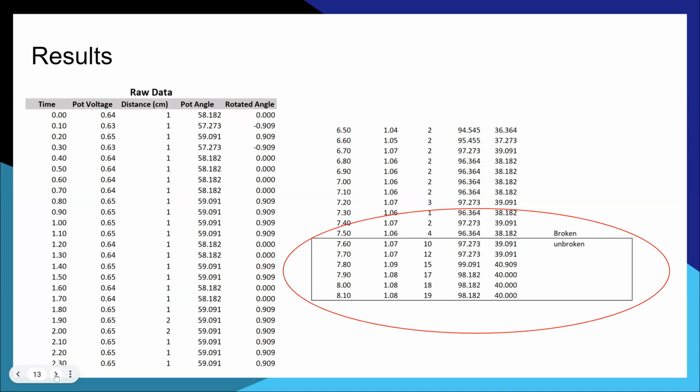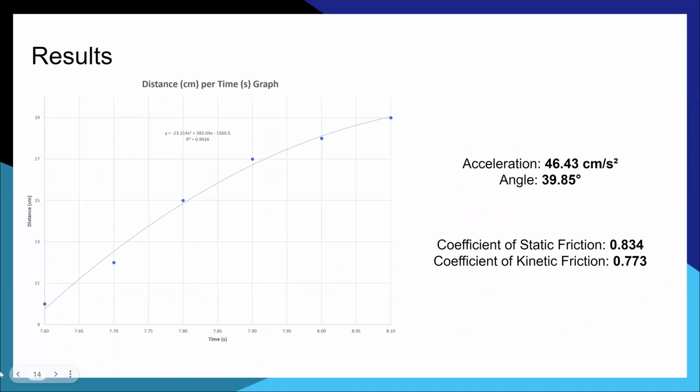It also can be noted in these results that after the sensor was broken, the time stamp from 7.60 seconds to 8.10 seconds showed us the time and the distance traveled to be able to calculate our acceleration. Our results were then plotted in a distance per time graph, which turned out to be an almost perfect parabolic curve, which is something we were looking for in the end. And with the equation plotted within it, we could take the second time derivative and get our acceleration.